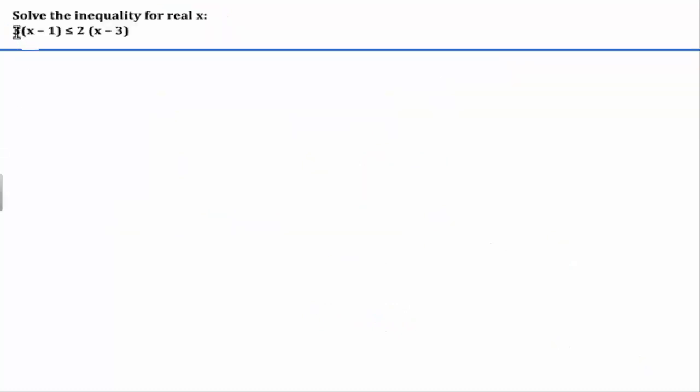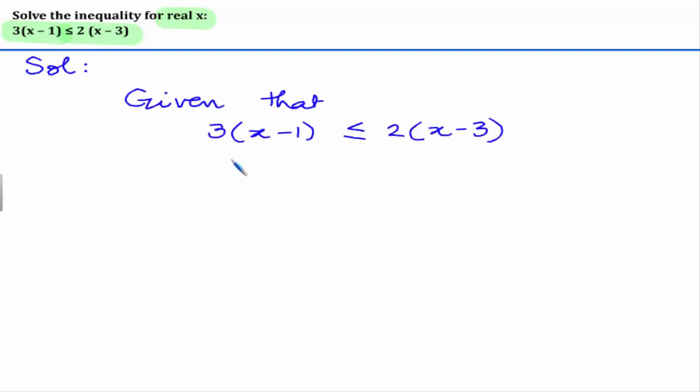Solve the inequality 3 into x minus 1 is less than or equal to 2 into x minus 3 for the real values of x. Let us see the solution for this. It's given that 3 into x minus 1 is less than or equal to 2 into x minus 3. On simplifying this, we get 3x minus 3 less than or equal to 2x minus 6.